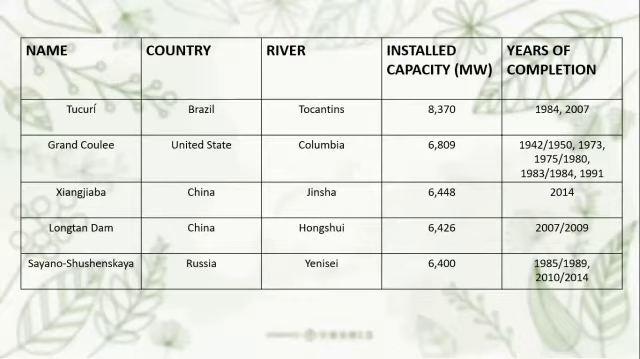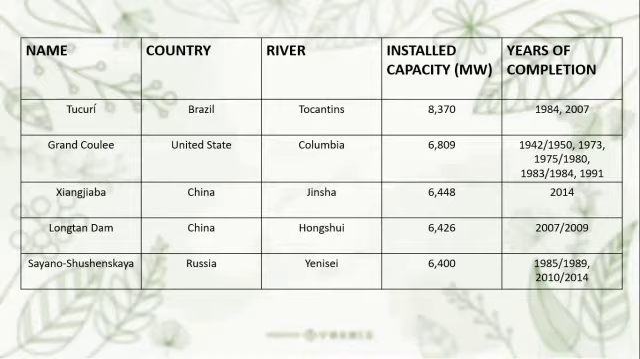Ito yung mga river na nakapaloob sa hydropower. Yung una dyan is Tucuruí. Tapos ang country niya is Brazil. And ang river niya is Tocantins. And installed capacity niya is 8,370. And years of implementation niya is 1984 and 2007.